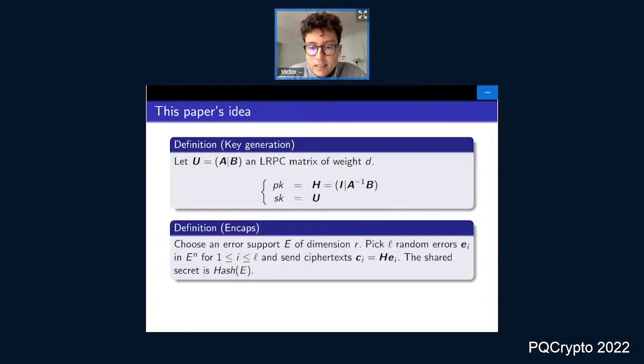And the idea is for the encapsulation, you will send several syndromes at once. So you will pick L random errors. L will be a parameter of your crypto system. So you choose L random errors in the same support E, where E is your shared secret, and you build L different syndromes, H times E_i, where the errors have the same support, and you send these several ciphertexts, these several syndromes at once.